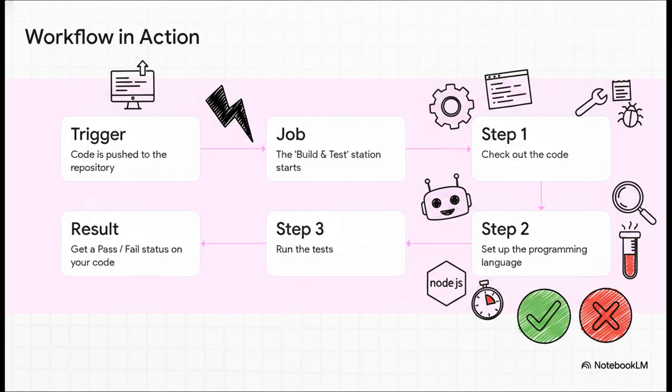All right, let's put it all together and see our assembly line, in action. A developer pushes some code. Boom, that's our trigger. That kicks off our build and test job. The first step grabs an action to check out the code. The next step uses another action to set up the right Node.js environment. Then another step runs your tests. And finally, the whole job reports back. Did it pass or did it fail? It's a perfect example of how a really complex process gets turned into a simple, automated checklist.